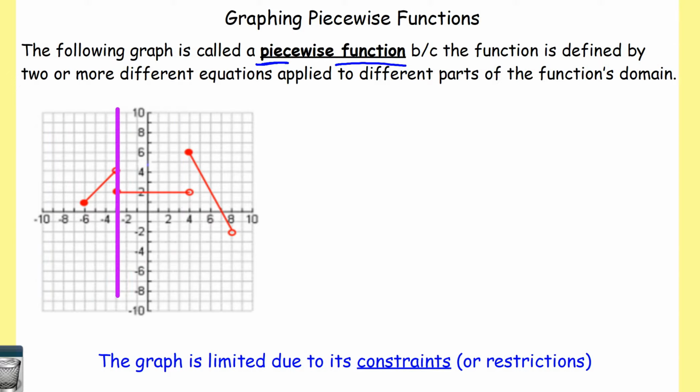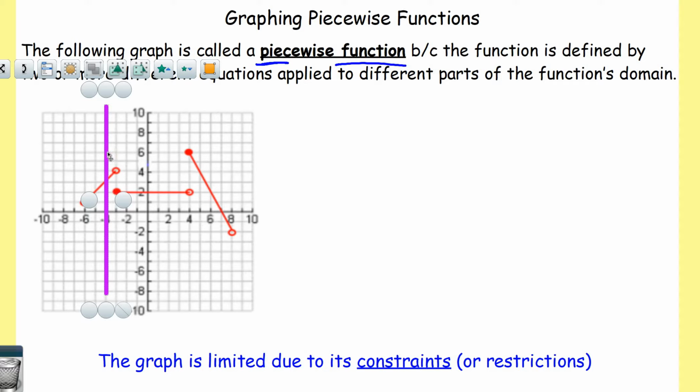And I know what you're thinking. Well, what happens right there, Miss Cross? Well, right here, we've got a solid dot, which is an exact point. And an open circle means that my line is approaching there, but it doesn't actually hit it. It's kind of like infinity.